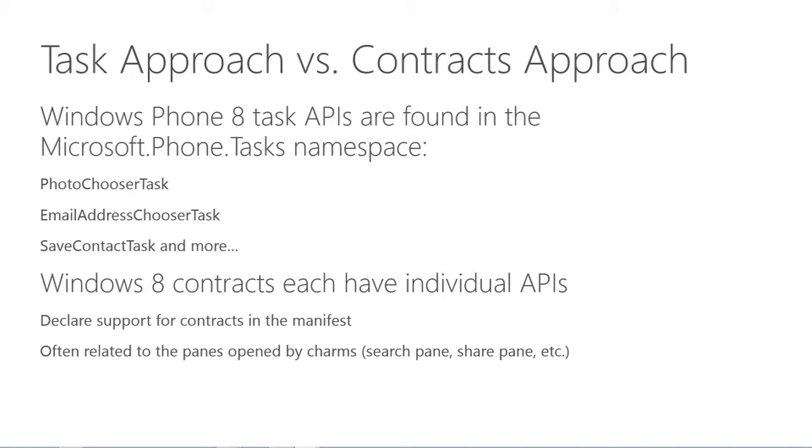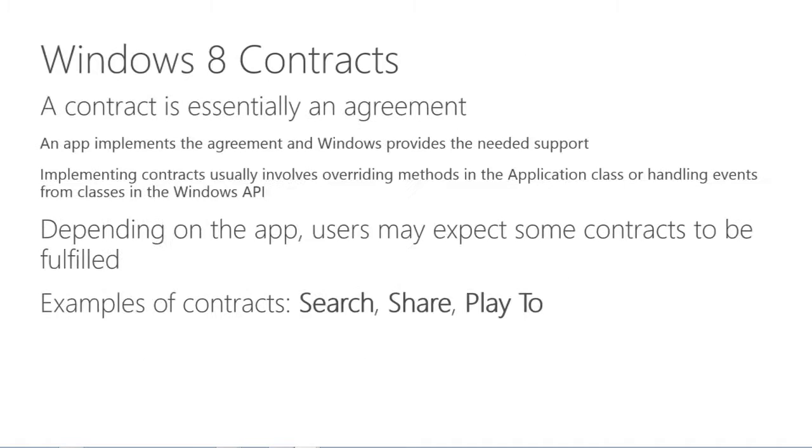Windows 8 has a number of individual APIs that are collectively referred to as contracts. By defining and declaring those contracts in your manifest, you're basically telling Windows that you are going to adhere to this contract to do things like sharing or searching or play to or any one of the other contracts. These tend to be related to what you would normally see on the charms bar, so things like, as I mentioned, search and share and so on.